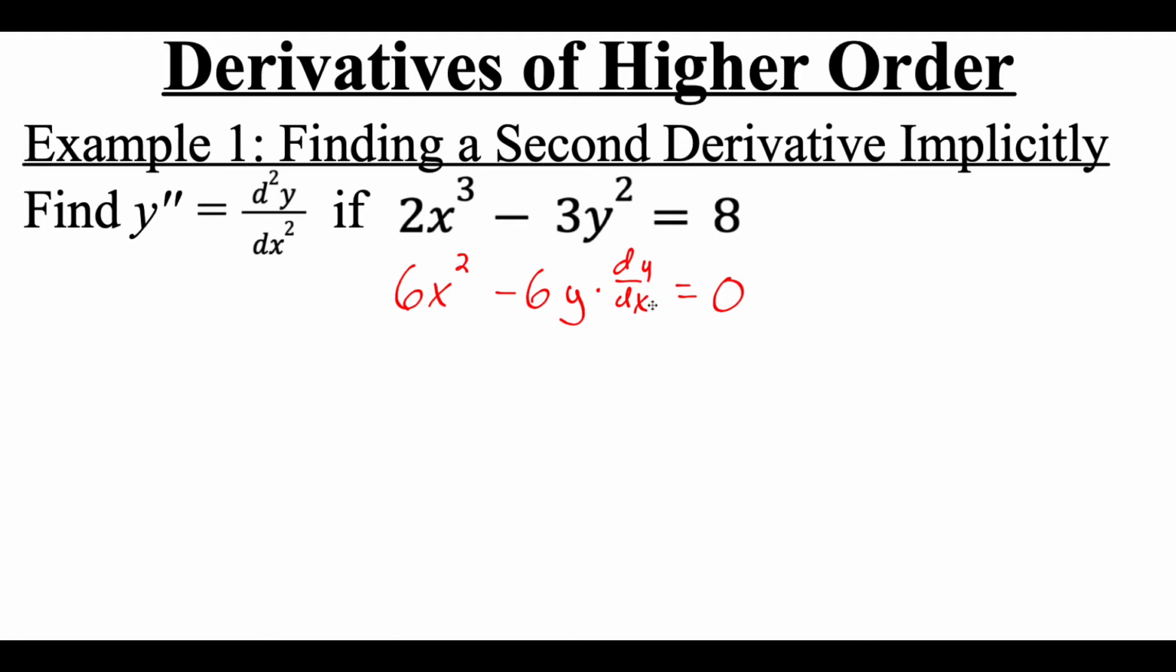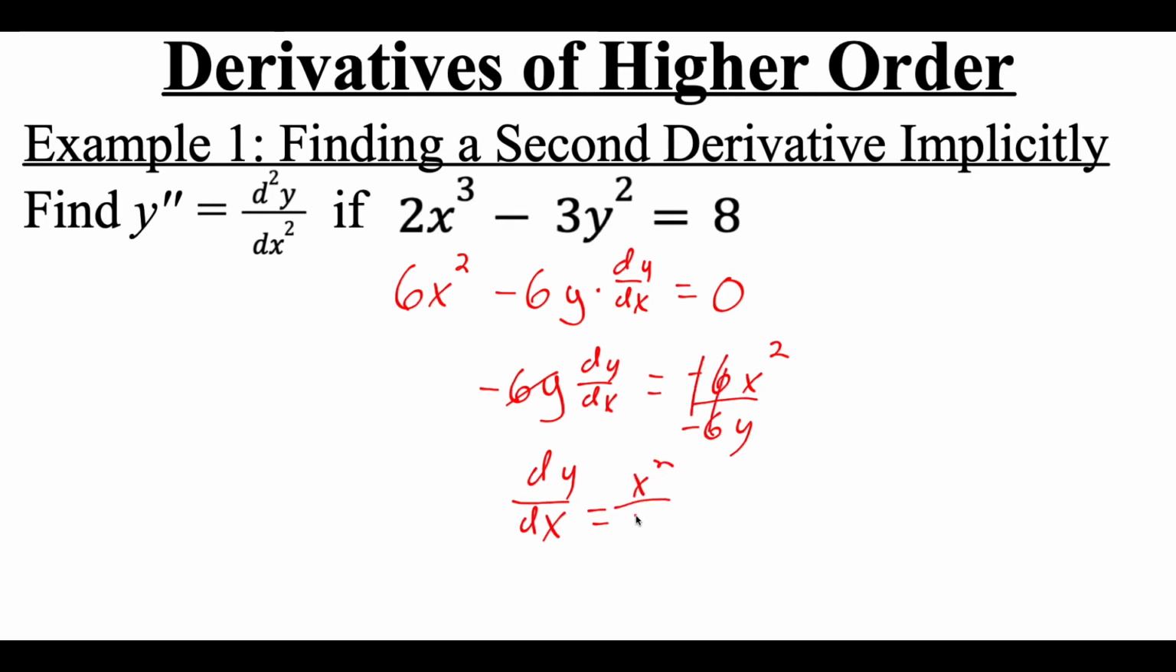Now we want to solve to get dy dx alone, so I'm going to subtract the 6x squared over to the right-hand side. So this is going to say negative 6y dy dx is equal to negative 6x squared. I'm going to divide the negative 6y over to the right-hand side, and doing a little reducing, we get dy dx is equal to x squared over y.